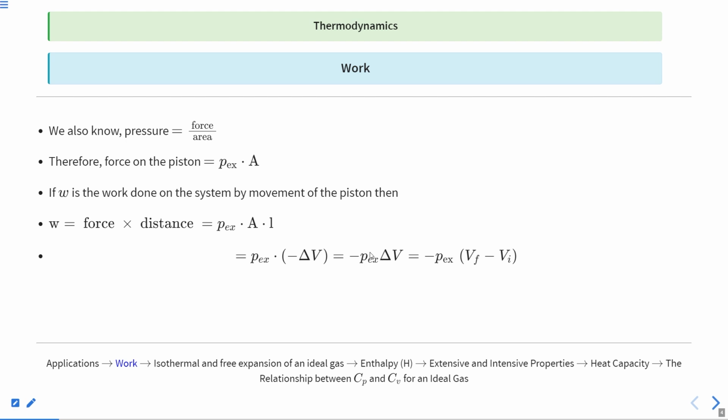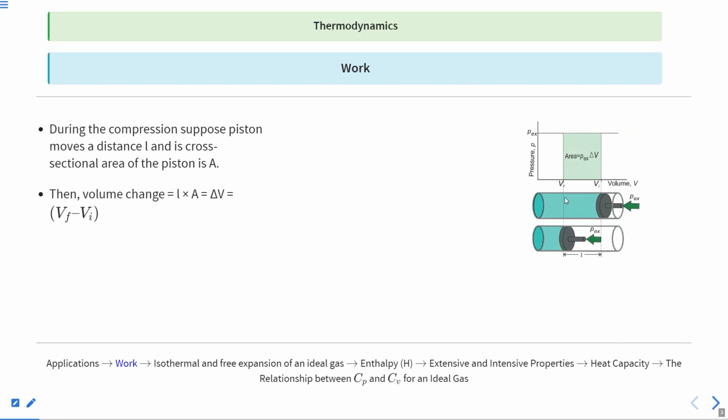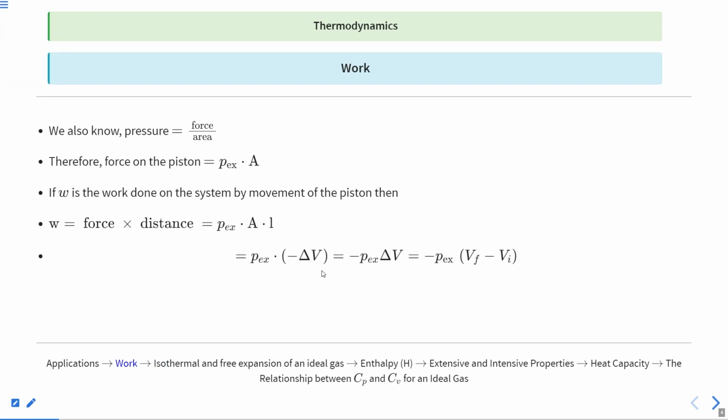So this is P external. This should always be in your mind. It is not the pressure that is inside this pump, but it is the pressure that you are applying. So this is the difference between these two, right? Therefore, this is the formula for work done, which is minus P external delta V. So this is a very important formula. We will use it to and fro.